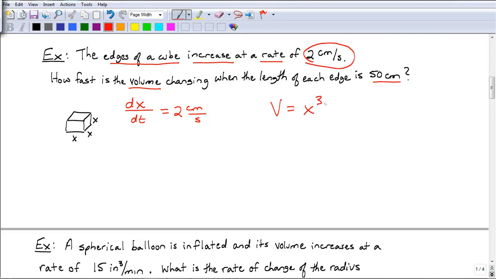And if I call each edge x, then it's x cubed. There's my equation. A lot of times people will try to plug in now, but that's not the next thing to do. The next thing to do is to take the derivative with respect to t. The derivative of v is 1 dv over dt, because that's not the letter t. The derivative of x cubed is 3x squared, but since x is not the letter t, I have dx dt.